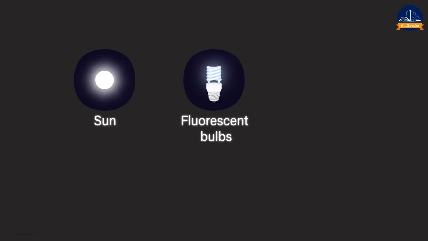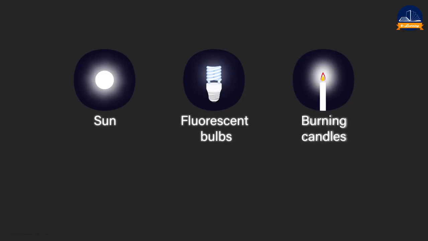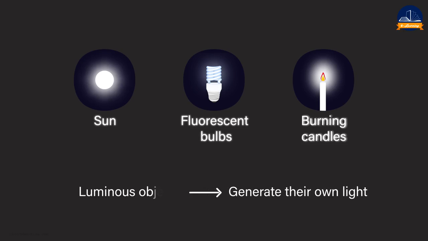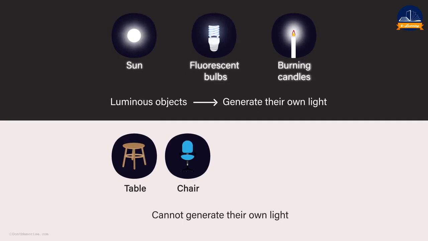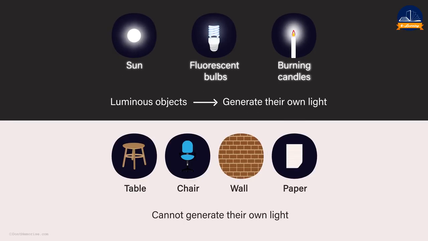clearly. Some objects can generate their own light. For example, the sun, the fluorescent bulb, and burning candles can generate their own light. The objects that generate their own light are called luminous objects. There are many objects that do not generate their own light. The table, a chair, the wall, a paper are a few such examples. Such objects are called non-luminous objects.